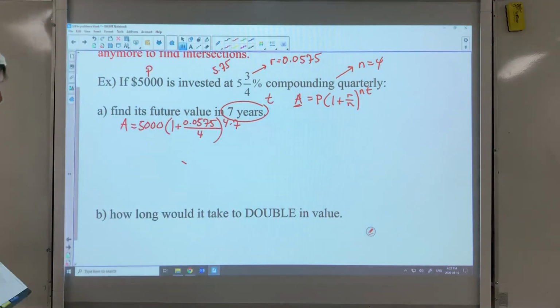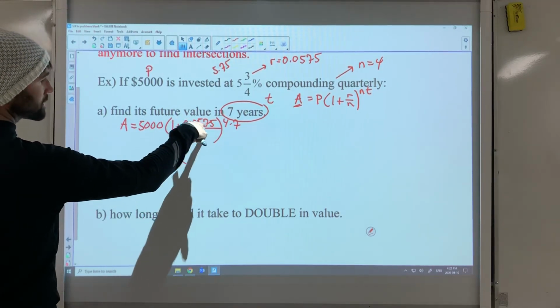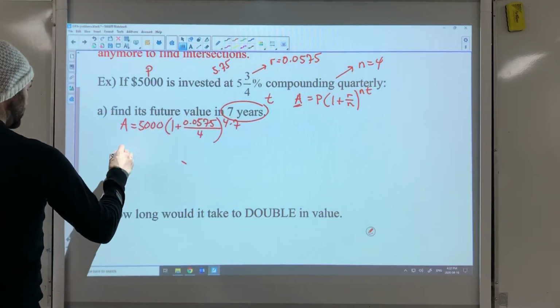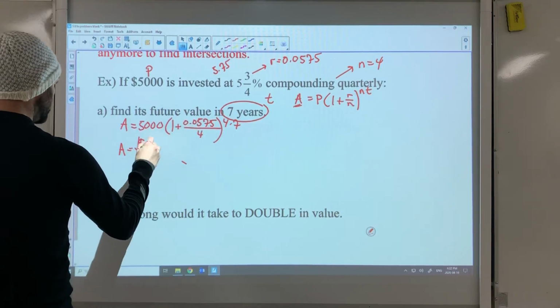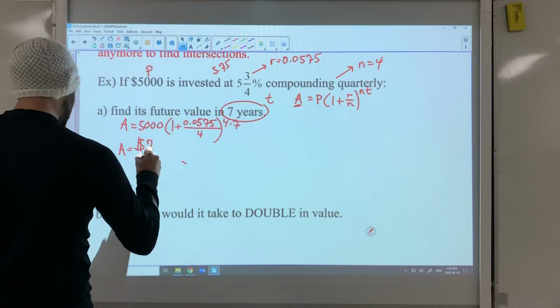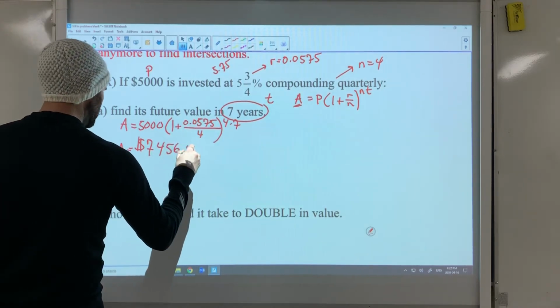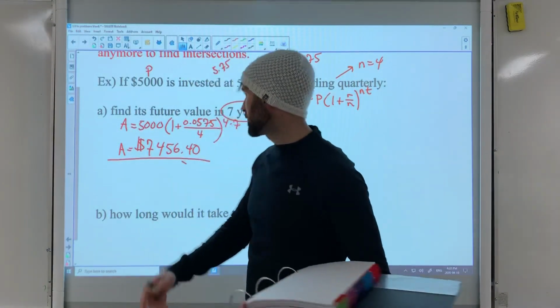Now you can pop that in on your calculator, right? I recommend you do it in a variety of steps. So first figure out what you get inside the brackets, then raise it to the power of 28, hit equals, then multiply it by 5,000. You can pause the video for a moment, but if you do that all correct on your calculator, you're going to get $7,456.40. Yay, what a great way to invest your money for 7 years.